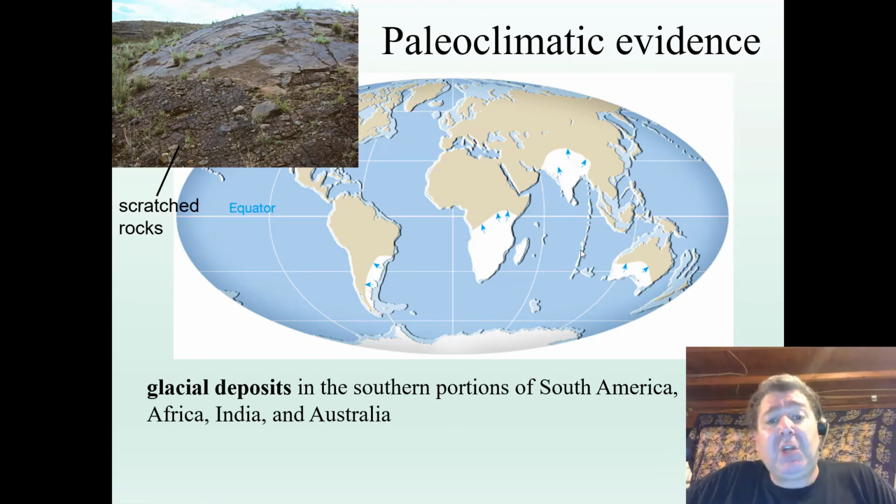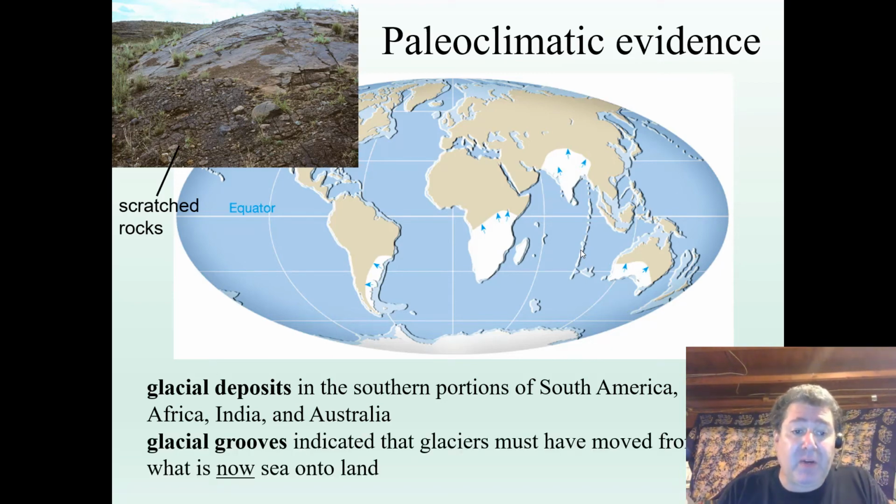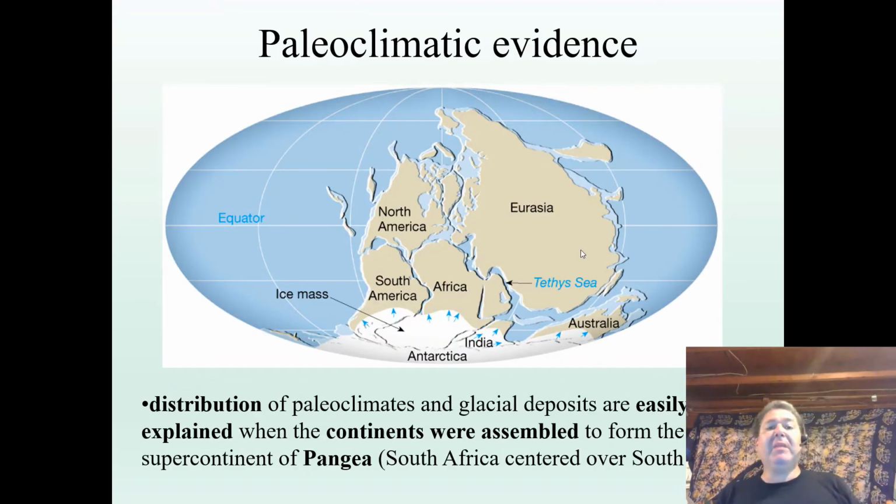Now, glaciers flow via gravity. So is that the way glaciers flow? No, it's not. So again, these glacial grooves indicate that they must have moved from what is now sea onto land. But if we put them back together in Pangea, now look, it's just an ice sheet emanating from the South Pole. So that makes quite a bit of sense.